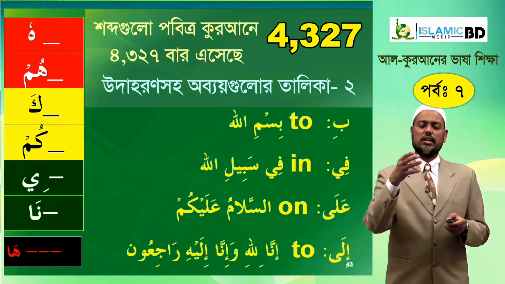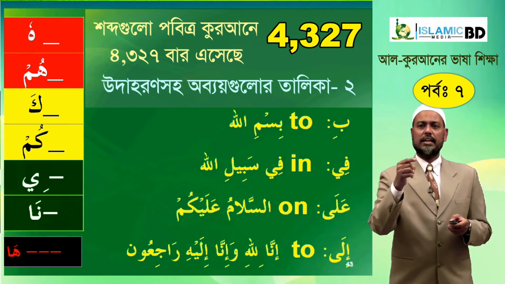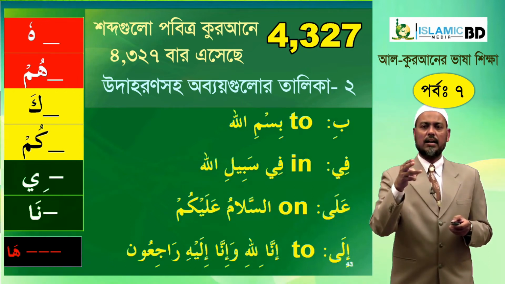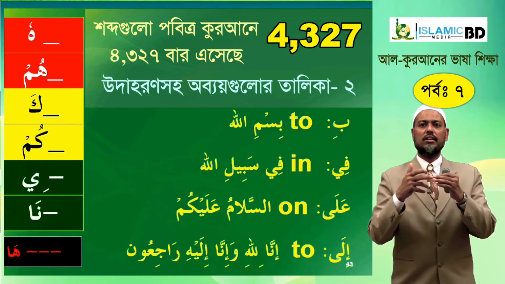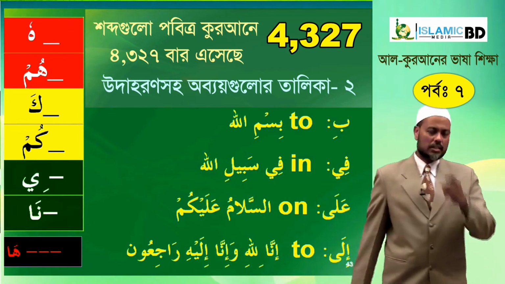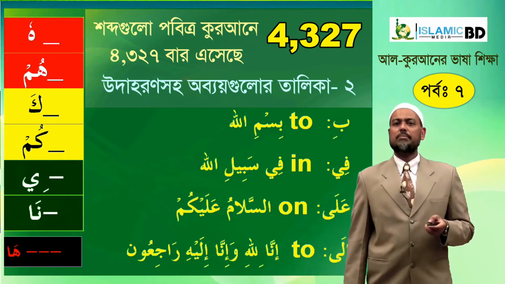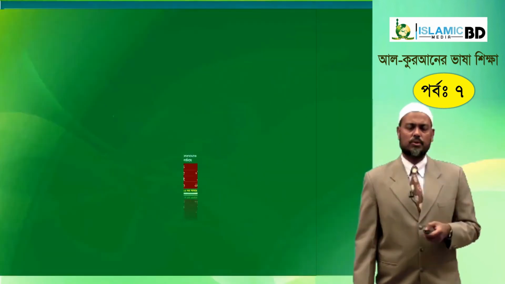So let us just practice the meanings. Bi means in. Fi in. Ala on. Ila to. Once more, bi in. Fi, ala, ila. Last time, bi in. Fi, ala, ila. Let's go backwards. Ila means to. Ala on, fi in, bi in. Bismillah.